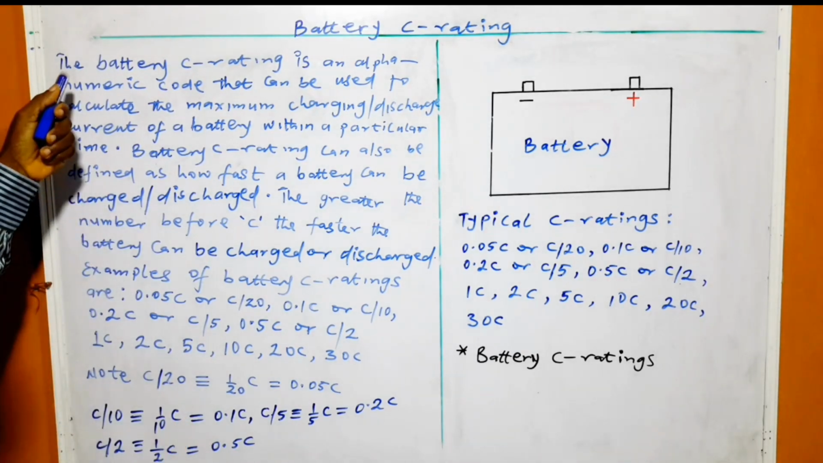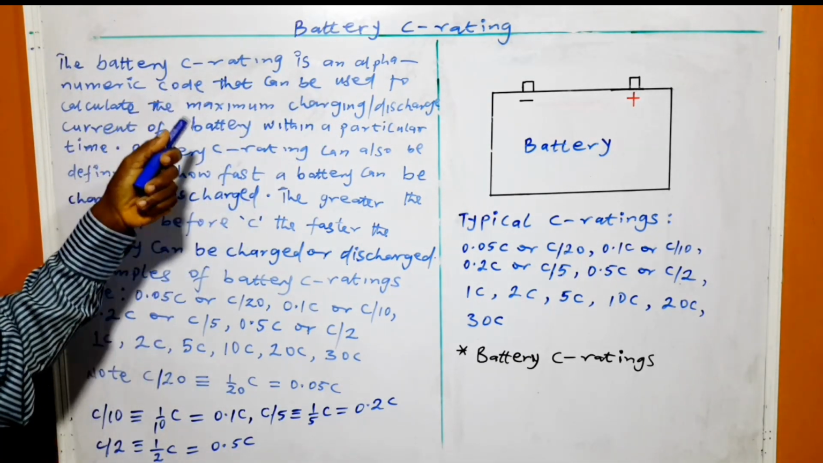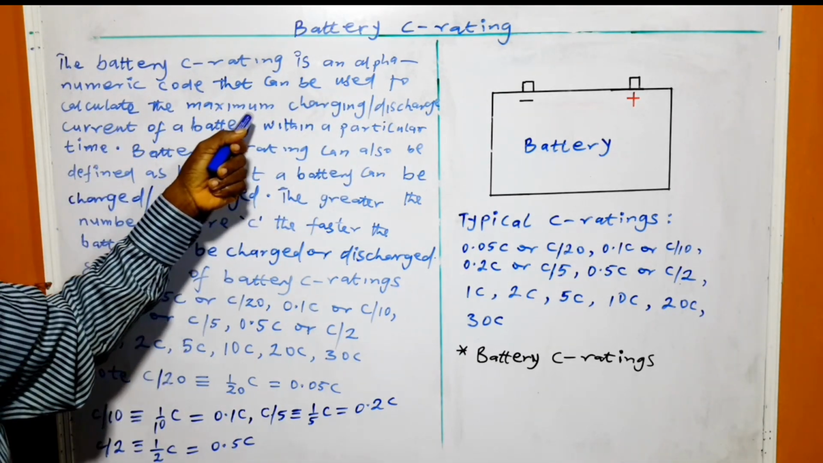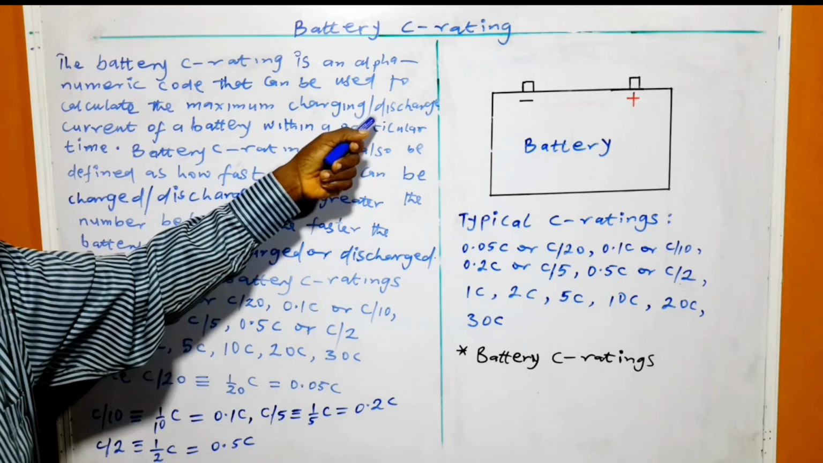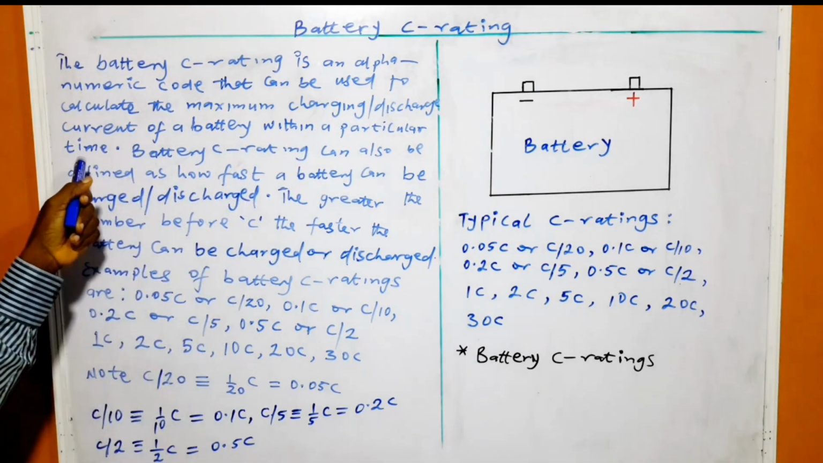I go into the details of the meaning, the interpretation, the definition, and the importance of battery C rating. Now, the battery C rating is an alphanumeric code that can be used to calculate the maximum charging or discharge current of a battery within a particular time.